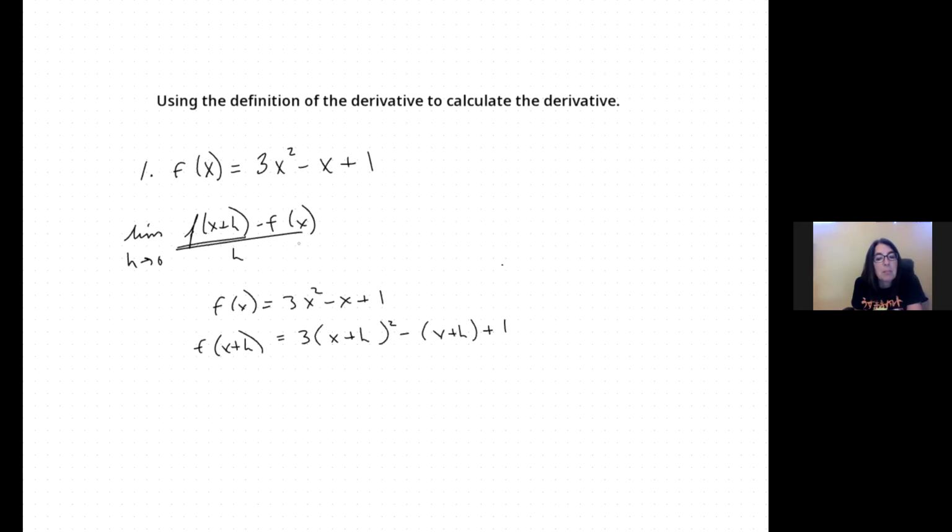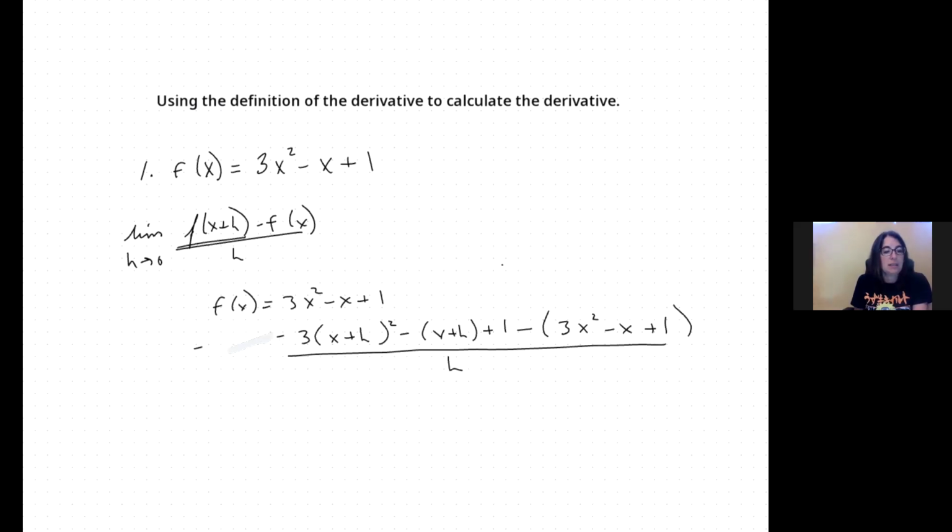Now we follow it with minus f of x. f of x was our original problem. And then we divide it all by h. Okay. And then we have our limit as h goes to 0. So again, I tackle it by doing this first minus all of this over h. So we have to work this out.